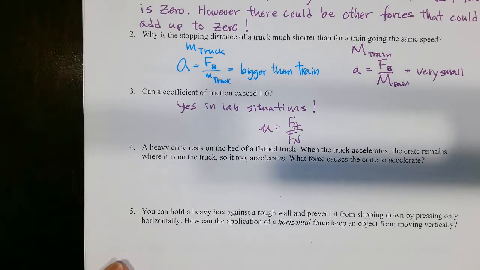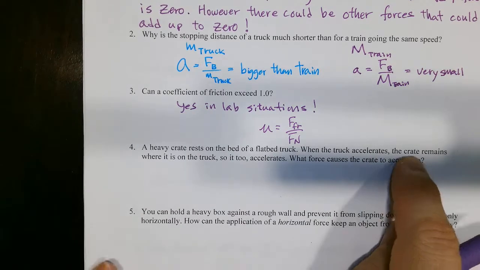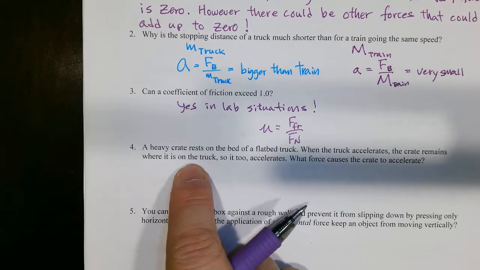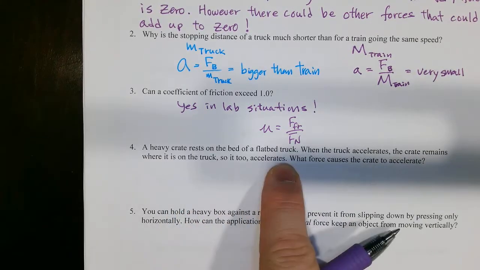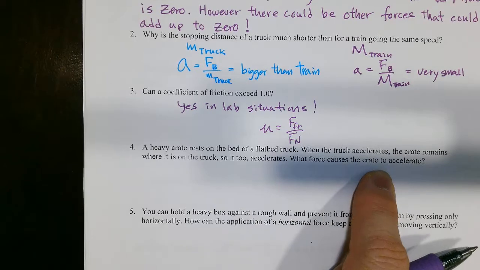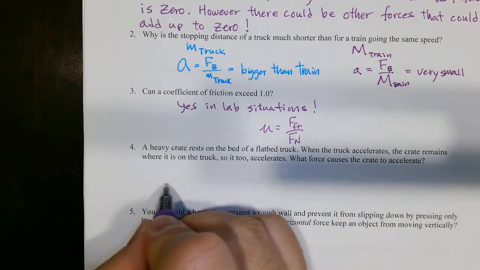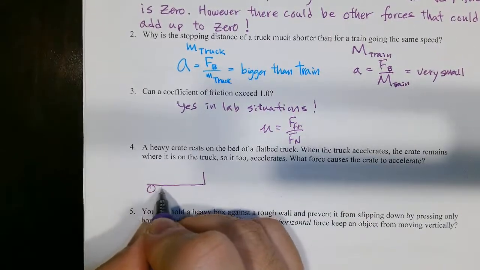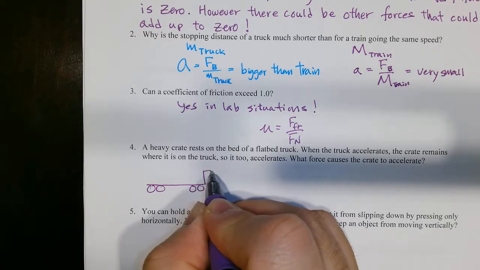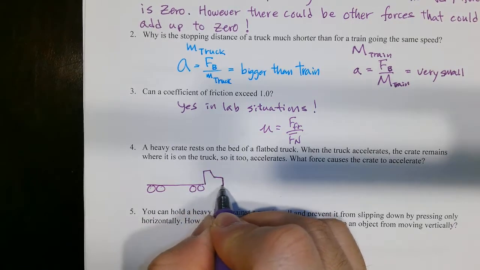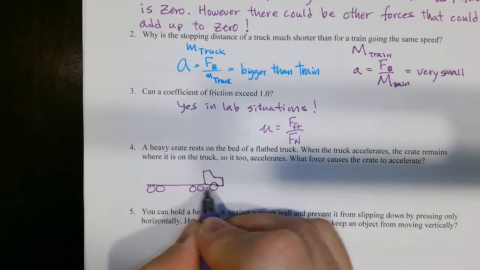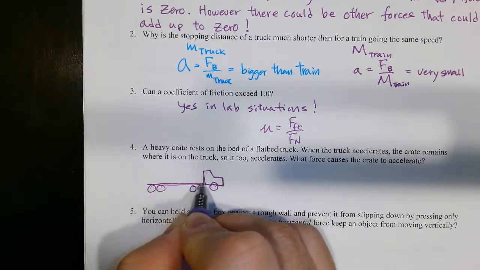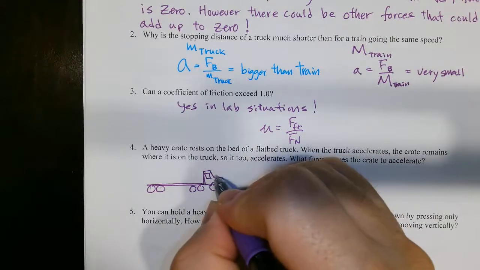All right. So a heavy crate rests on the bed of a flatbed truck. When the truck accelerates, the crate remains where it is on the truck, so it too accelerates. What force is causing the crate to accelerate? That's a great question. So here we have a truck, right? And this truck is carrying a crate, right?